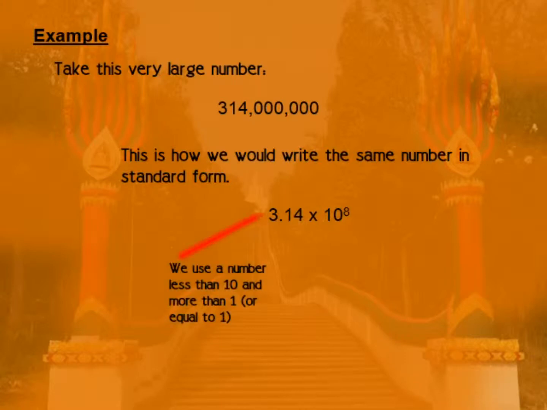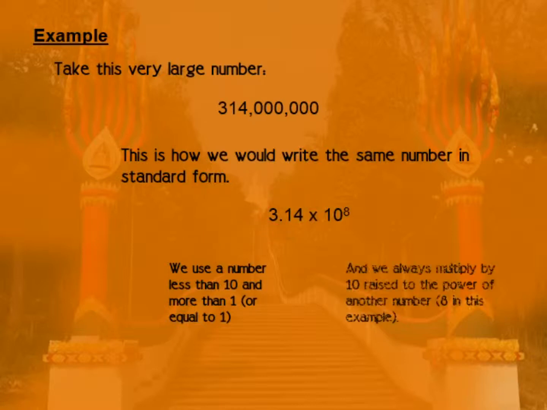So what have we done there? Well, we use a number that's less than 10 and more than 1, or equal to 1. And you will see some people using numbers that are greater than 10. You can use standard form that way, as you will see, but for the best way to do it, you try and get your number to between 1 and 10. And then we multiply that by some power of 10. 10 to the power of 8 in this example. So that's 10 times 10 times 10 times 10 times 10 times 10 times 10 times 10. 10 to the power of 8.